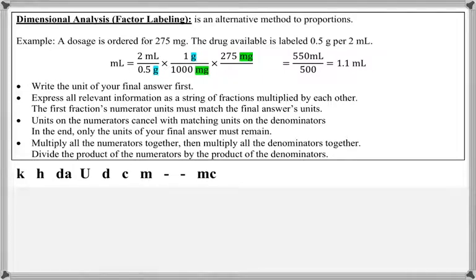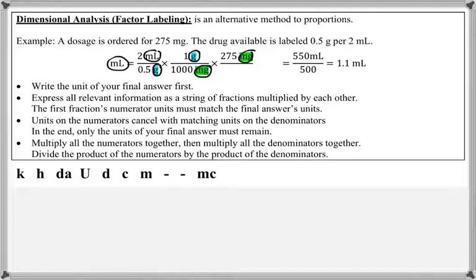Then we want to express all relevant information as a string of fractions multiplied by each other. And the first fraction's numerator units must match the final answer's units. So you'll see here that this ml has to match that ml. Units on the numerators cancel with matching units on the denominators. So the grams match and cancel, the mgs match and cancel. And in the end, only the units of your final answer must remain. So that's the ml with the ml.